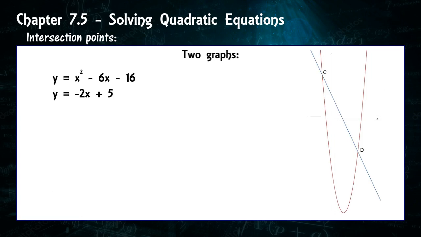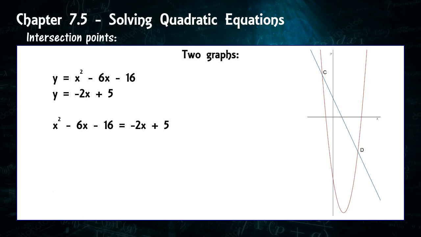In this example, the parabola follows the function y is x squared minus 6x minus 16, and the formula of the linear line is y is equal to minus 2x plus 5. To find the coordinates of C and D, I have to make an equation by setting the formulas equal to each other. So x squared minus 6x minus 16 is equal to minus 2x plus 5.